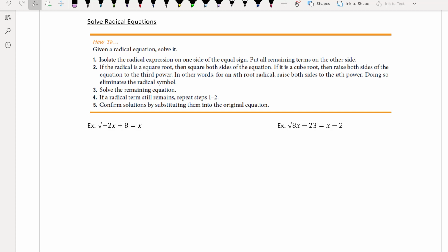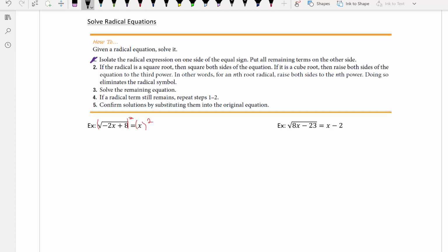So to solve these radical equations, the first step, it says to isolate the radical expression on one side of the equal sign. Put all remaining terms on the other side. So step number 1, the square root is already isolated. So that's perfect. So step number 1 is done. If the radical is a square root, then square both sides of the equation. So this is definitely a square root. So I'm going to square both sides of the equation.